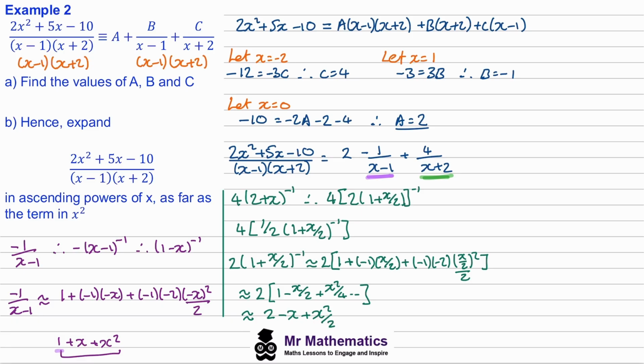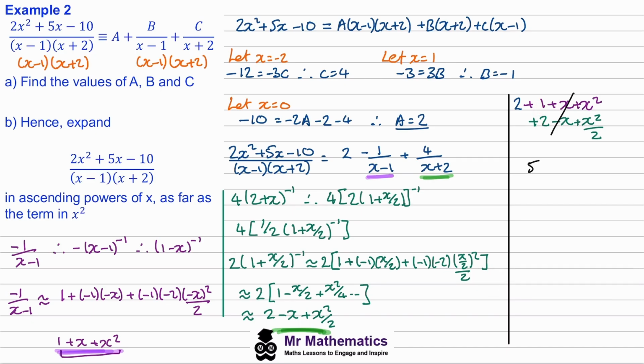So now if we substitute our expansion for the purple fraction into here, and the expansion for our green fraction into here, you can see this x term will cancel with a negative x. And we can add up our constants, get 5, and then the x squared plus the x squared over 2 will give us 3x squared over 2. So this is the expansion of this fraction here, up to the x squared term.